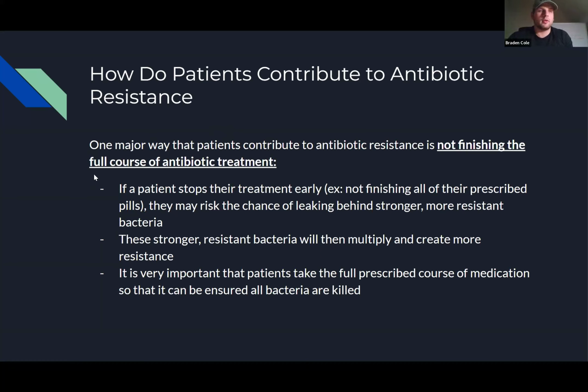So it's really important that as a patient, you take the full prescribed course of medication so that it can be ensured that all bacteria are killed properly.